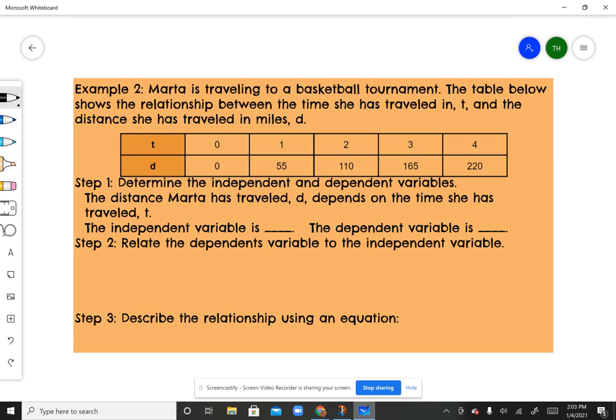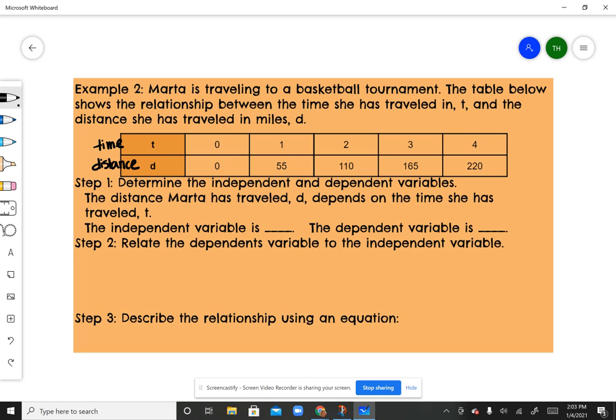Example 2. Marta is traveling to a basketball tournament. The table below shows the relationship between the time she has traveled in t and the distance she traveled in miles d. Okay, so we're representing the time with a t, the distance with a d. I'm just going to make note of that over here so I remember. Time and distance.